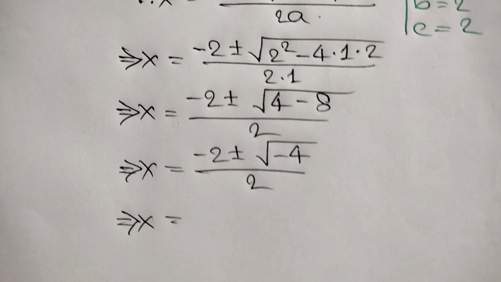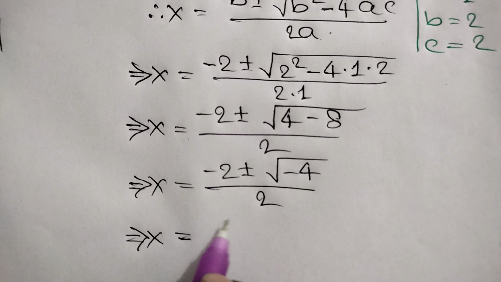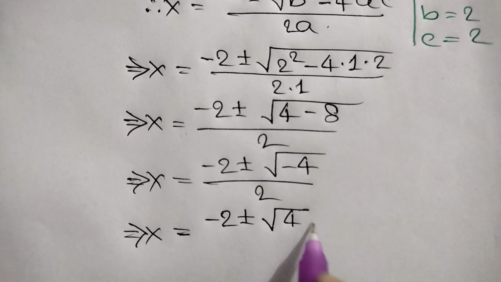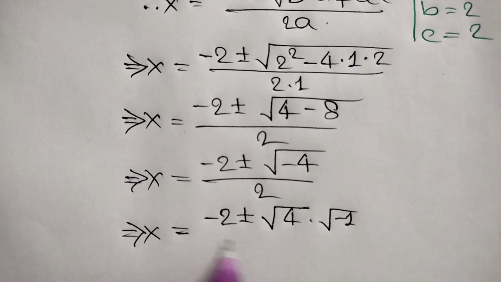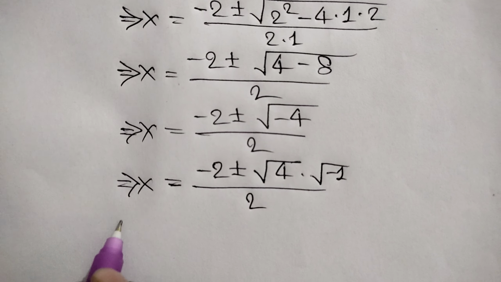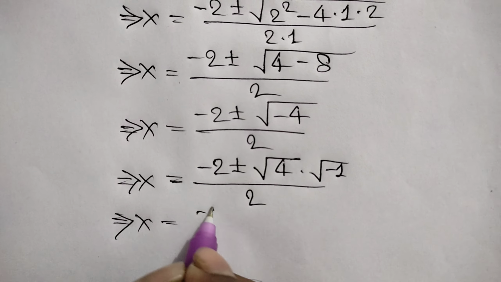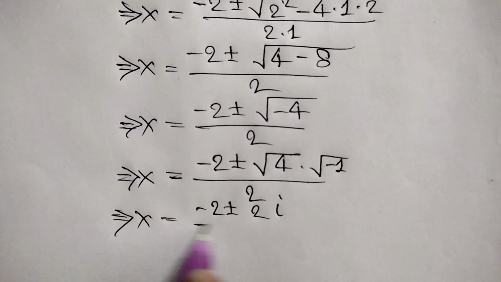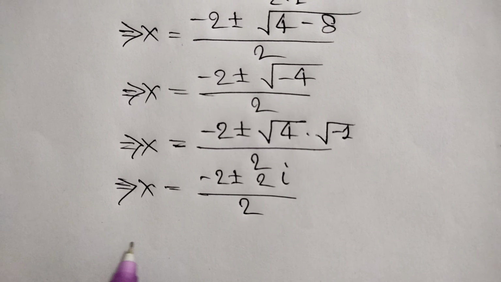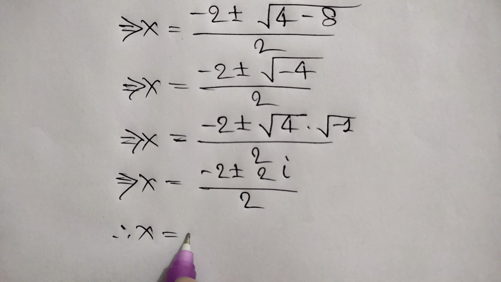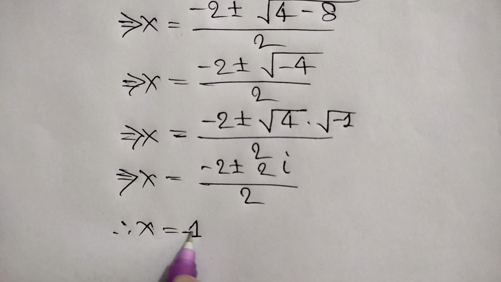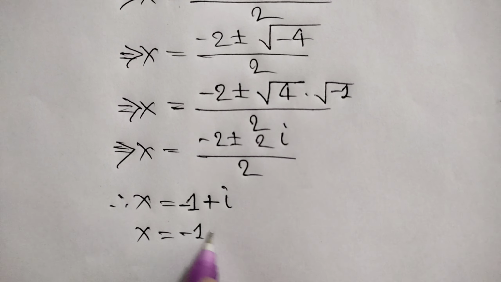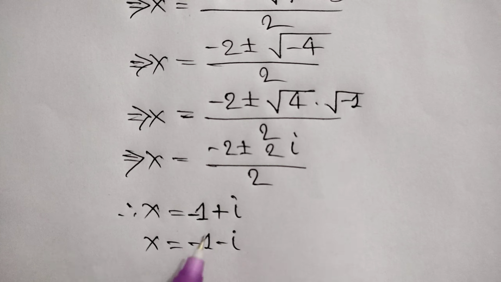Or x is equal to minus 2 plus or minus square root of negative 4, which can be written as the square root of 4 times the square root of negative 1, over 2. Or x is equal to minus 2 plus or minus square root of 4 is 2, and we know that square root of negative 1 is i, over 2. So there are two values: x is equal to minus 1 plus i, and x is equal to minus 1 minus i. So there are a total of 3 values of x.